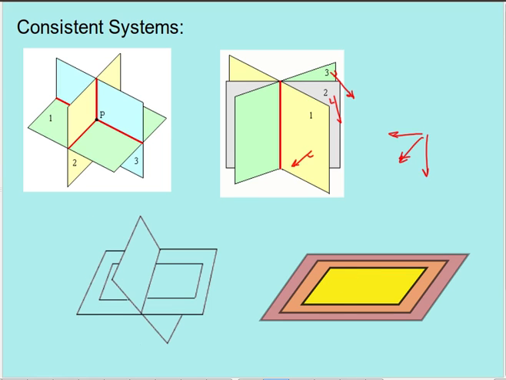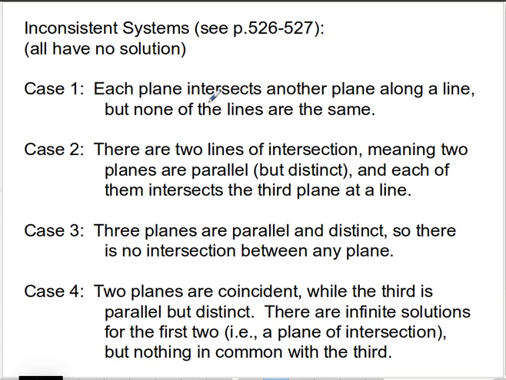So those are consistent systems. Inconsistent systems is where we have no solution, and again, I'll refer you to the textbook for a summary of that.